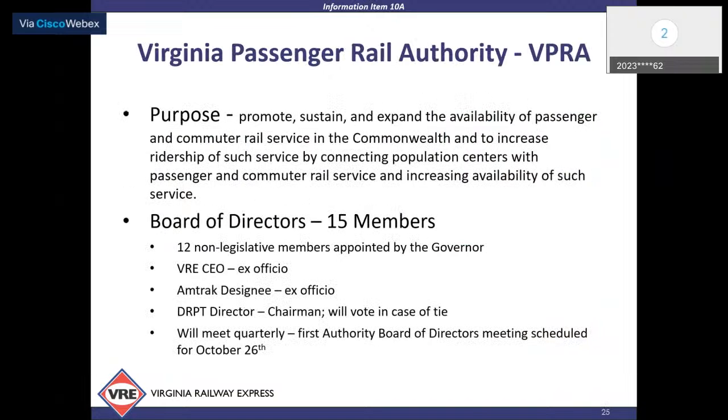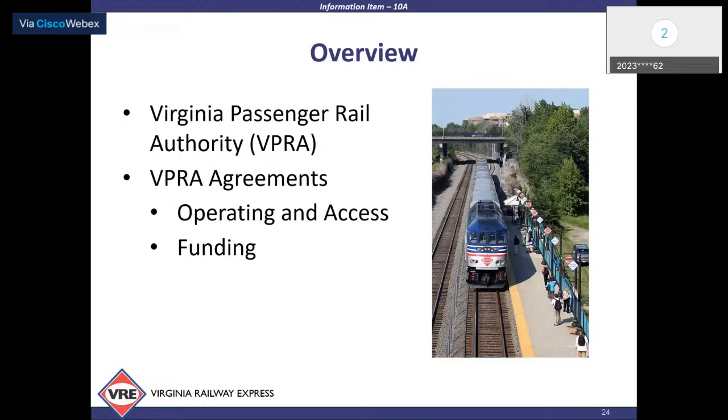So again, just as a quick overview, these are the two agreements with the Virginia Passenger Rail Authority, the operating and access and funding agreement. They have somewhat longer names, the actual agreements, but moving forward, we'll likely just refer to them separately as the operating and access and funding agreement.